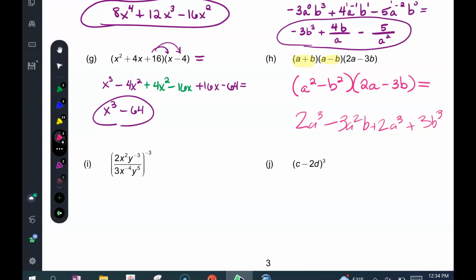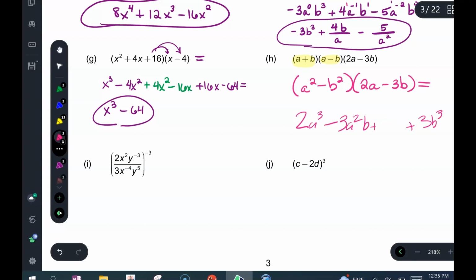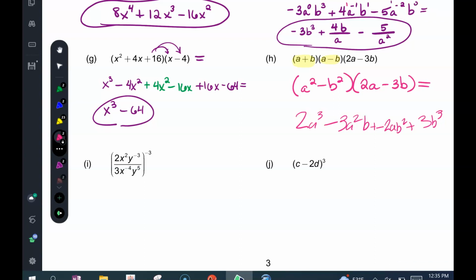So erase the 2A cubed and put negative 2AB squared. Everything else is fine. Is there anything that we can combine? No. These are opposite though. Right, because this is A squared, this is B squared. Remember, they have to have the exact same combination of variables and the same exponents. Okay, so then that's the final answer.